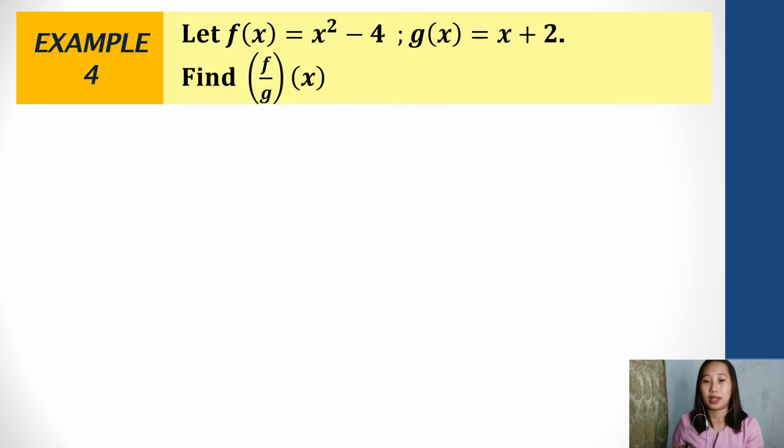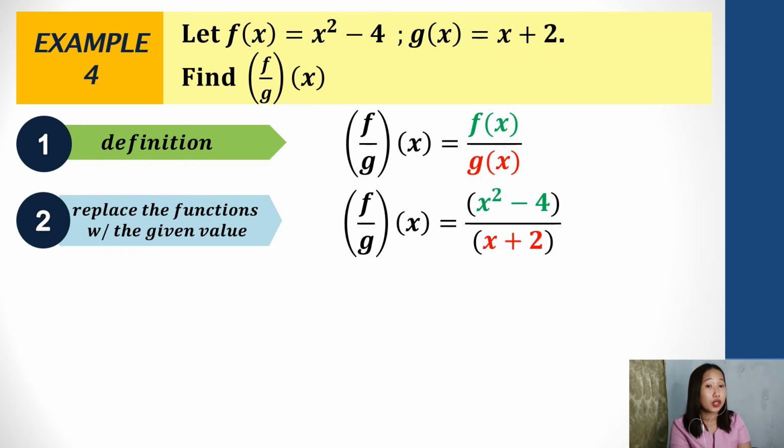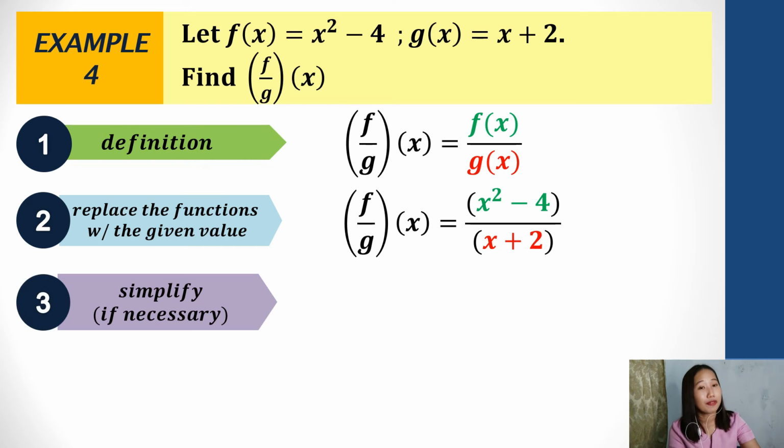Okay? Next one, let f of x equals x squared minus 4, g of x equals x plus 2. Find f over g of x. Okay, so definition, we have f over g of x equals f of x over g of x. Replace the functions with the given value. Ang ating f of x ay naging x squared minus 4 at ang ating g of x ay naging x plus 2. Okay, simplify if necessary.